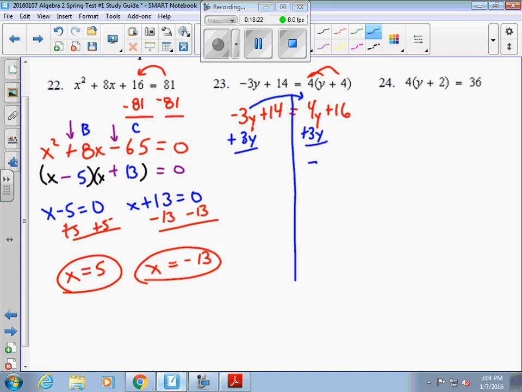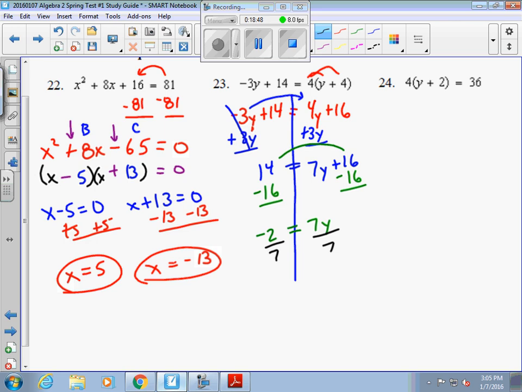4y plus 3y is 7y. It still has plus 16, and it's still equal to 14 on the left. Since 7y is on the right, bring positive 16 over to the left side. Undo 16 by subtracting it, since it says plus. Do the same here. 14 minus 16 is negative 2, equal to 7y. Then get y by itself by dividing by 7 on both sides. y is equal to negative 2 over 7.